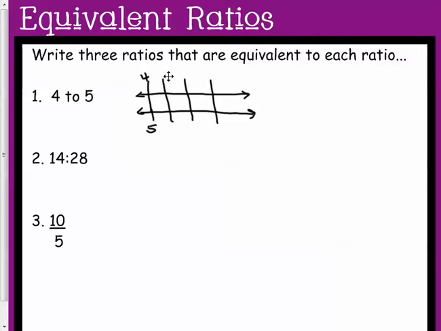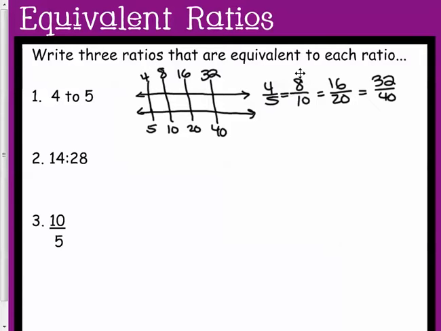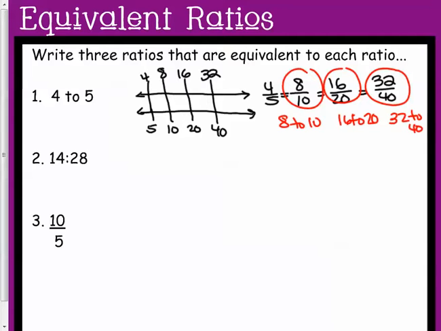Okay, so you can just double it. 8 and 10. 16 and 20. 32 and 40. So these are all equivalents. So my answers are 8 tenths, 16 20ths, and 32 40ths written as fractions. You could also write them all in the same form as this one. So these would be my actual answers. Make sure to put them back in the same form.